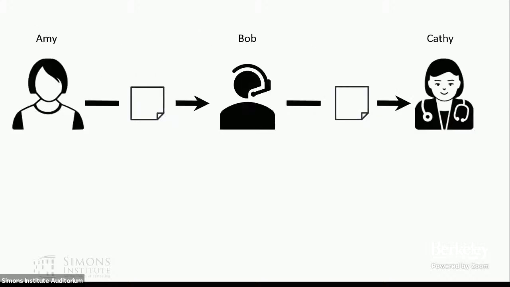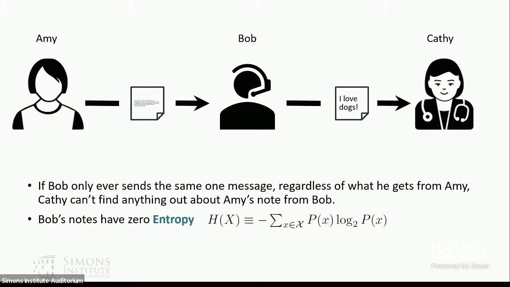Okay, so let's consider this example. Let's say that we have Amy, Bob, and Cathy, and Amy wants to send some information to Cathy, but she can only do it through Bob. Now, if Bob only ever sends the same one message to Cathy, there is no way that Cathy will learn something about Amy's note, right? So how do we quantify this capacity of Bob being able to send some information from Amy to Cathy? We can do it with entropy. In this case, when Bob only sends the same note, we say that Bob's notes have 0 entropy, where the entropy of a random variable is defined like this, and it's minimized by a point distribution. So this is what's happening here.